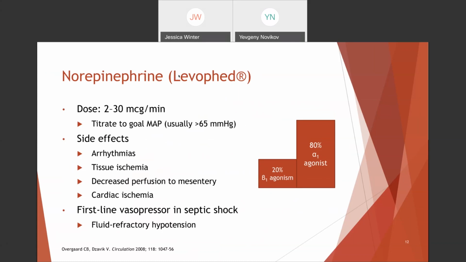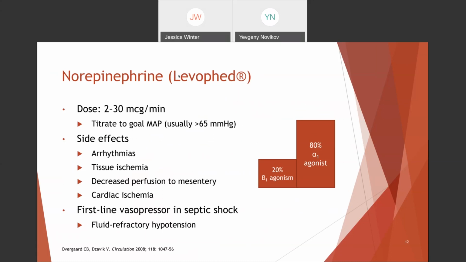Usually you'll see something like 0.1 to 0.5, which would be something like 10 to 50 mics per minute in a 100 kilogram patient. Usually, obviously, targeting a goal MAP around 60 to 65 based on the shock state that you're treating.